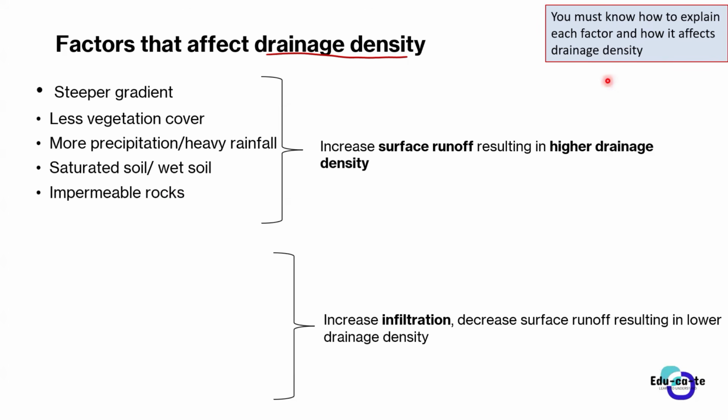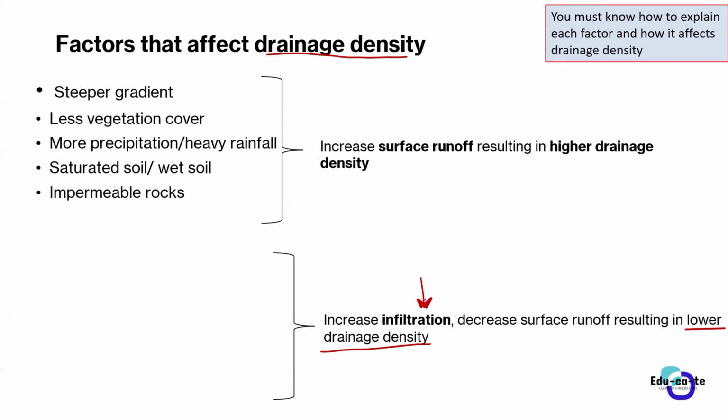Awesome. So, guys, the factors that cause a lower drainage density, we already know them. It's just the opposite of those factors. Remember, the factors that cause higher drainage density are the factors that increase surface runoff. But the factors that will result in lower drainage density are those factors that are increasing infiltration.